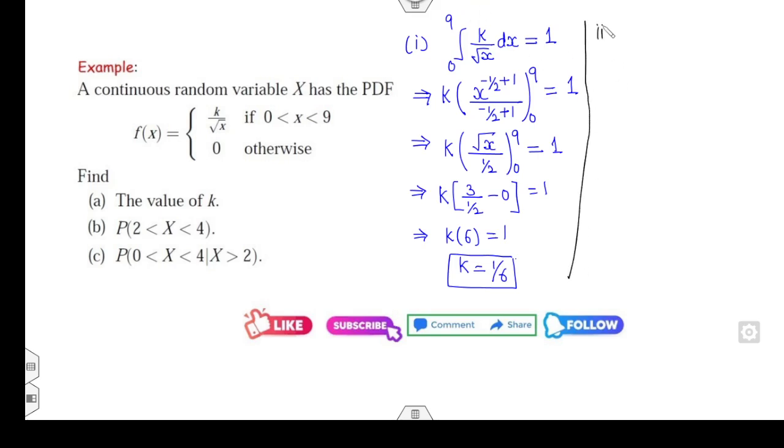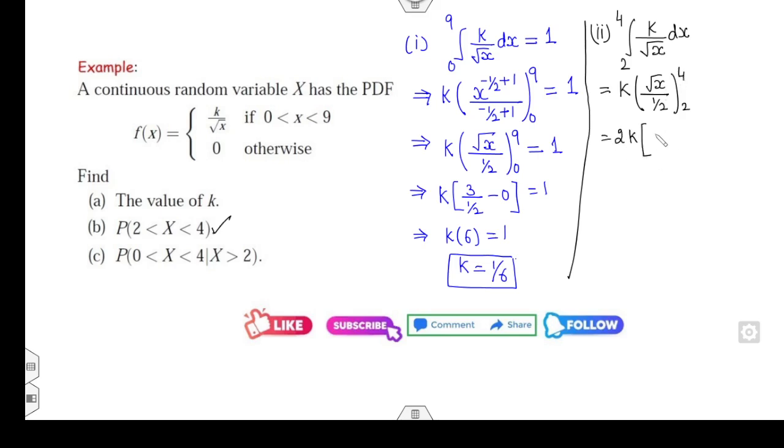Find the probability that x lies between 2 and 4. So you can substitute, integration from 2 to 4. I can substitute k later on. Fine. So k will be outside. And the integration of 1 over root x is, as I computed, root x divided by half, from 2 to 4. I can take the half outside. It's a 2 of k.